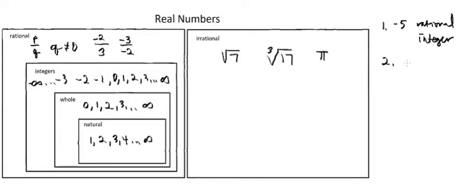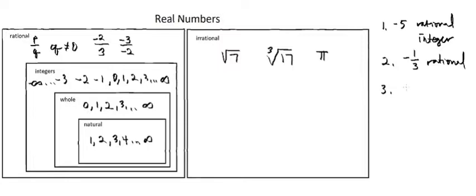Our second example is -1/3. Again, we start with the biggest subsets, rational or irrational. Just looking at it, it is a fraction already. P could be -1 and q could be 3. So yes, it is a number that can be expressed as p over q, so it's a rational number. And is it an integer? No, because it is not a simple number between -infinity to infinity. So we can stop there and say it is simply a rational number.